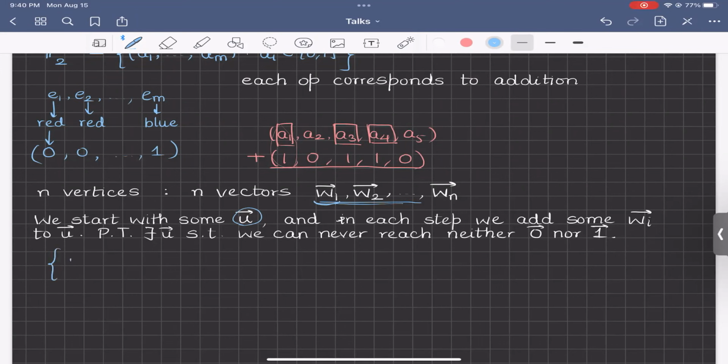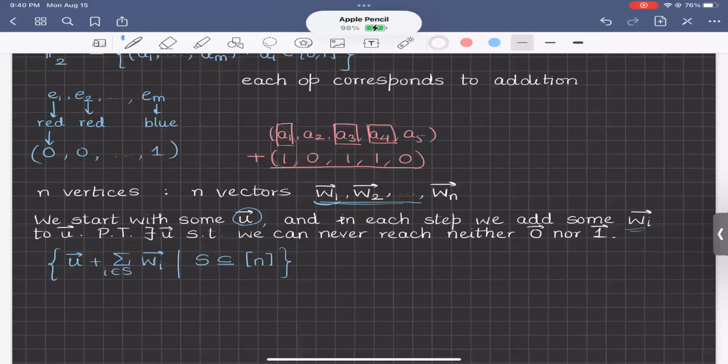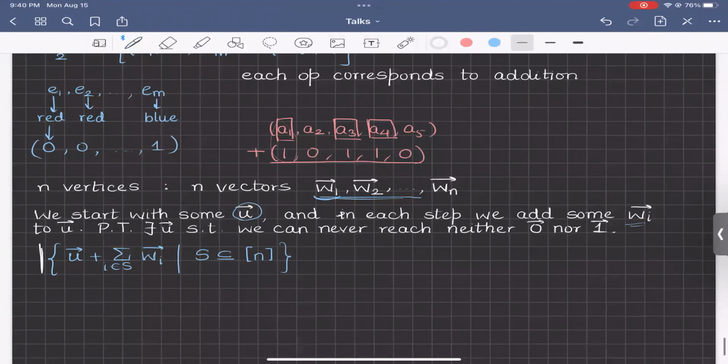U plus the summation over i in S of W_i, where S is a subset of the set of n natural numbers. Basically, just all possible sums added to U. We want to show that there is a U such that we reach neither 0 nor 1. And so the first observation made was that the cardinality of this is at most 2 to the n, because we can only have 2 to the n different things here, right?